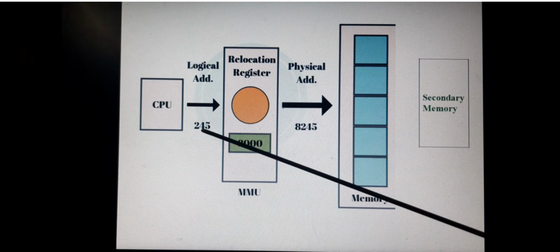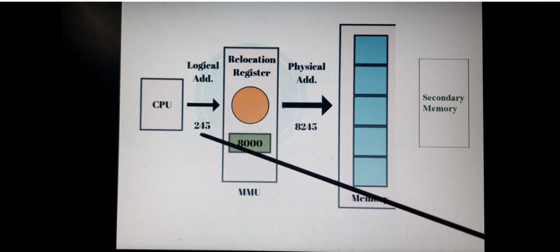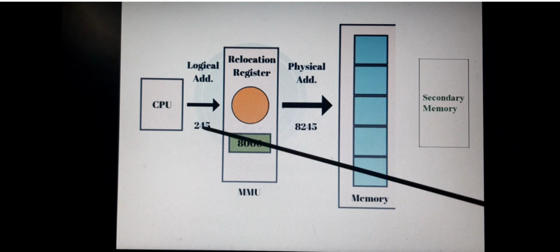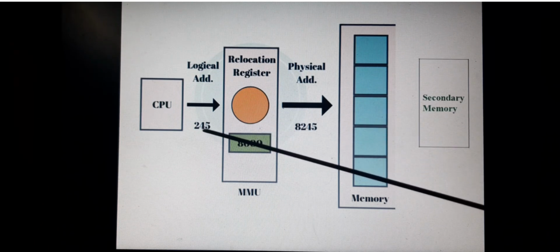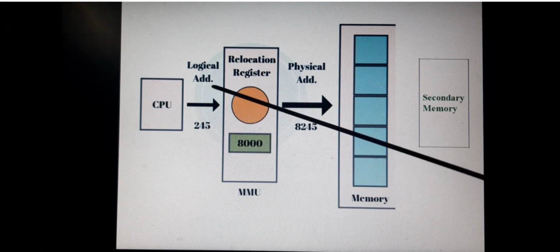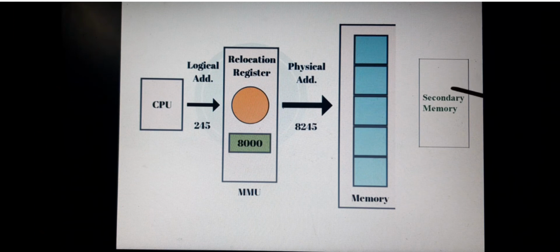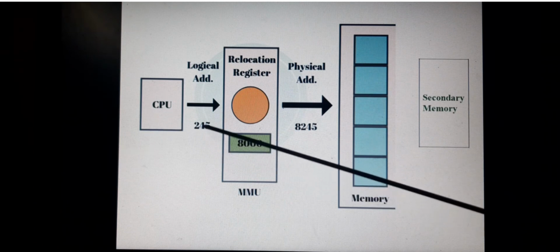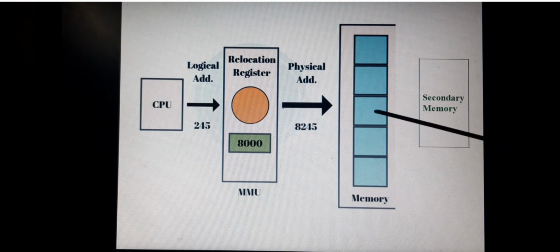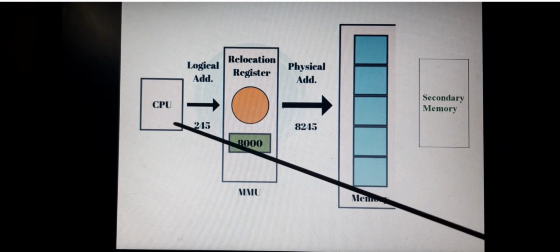If the CPU wants to execute the 245th line or 245th instruction, then it will check for the 245 instruction in the main memory. But in the main memory, the 245 instruction will not be there, because the 245 address is the logical address which is there in the secondary memory. In main memory, a different address will be there, that is the physical address. So if the CPU wants to execute the 245 instruction, that will not be there in the main memory. Then the CPU will get confused.